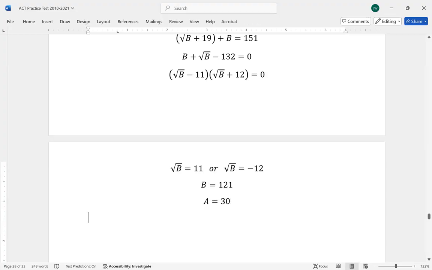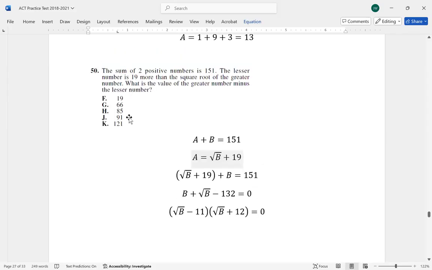Now the question asked me, what is the value of the greater number minus the lesser number? So what is the value of the bigger minus the smaller? That's 121 minus 30, which is equal to 91. So 91 is the bigger minus the lesser. And that is option J. So the answer to question 50 is J, 91.